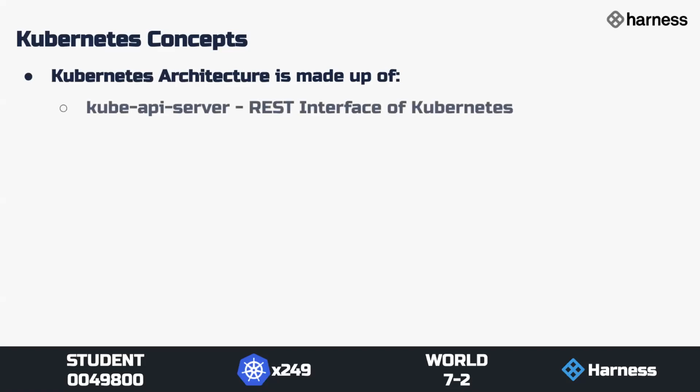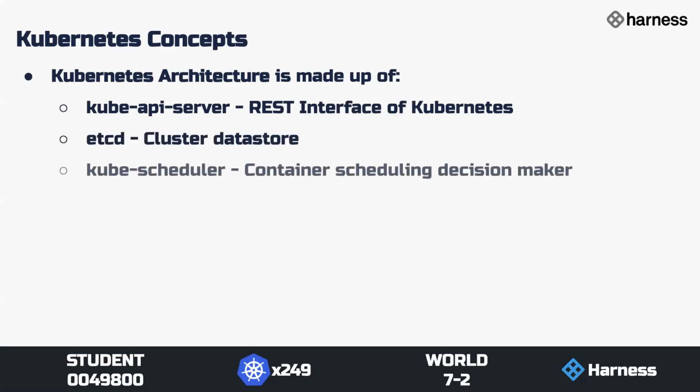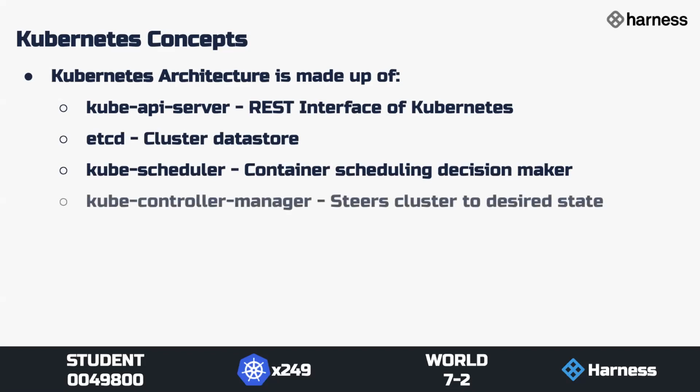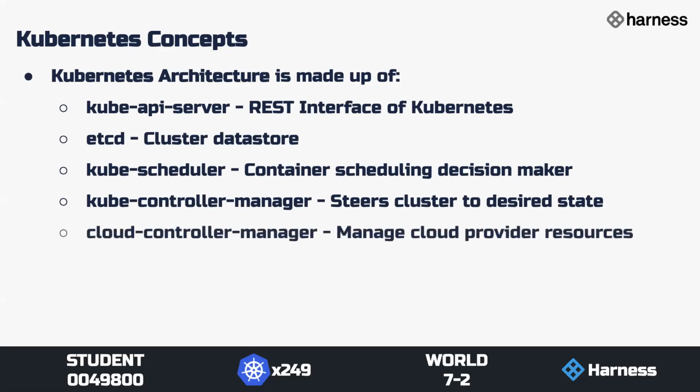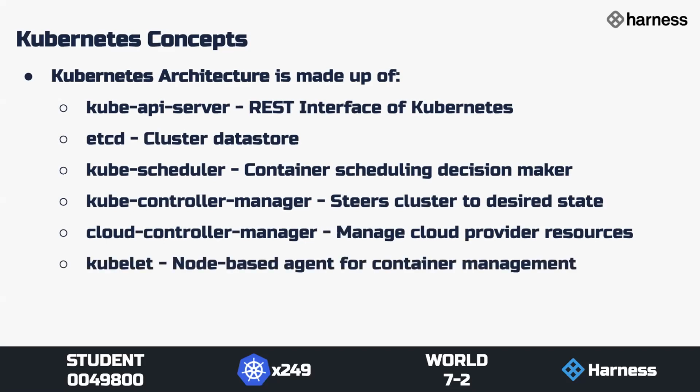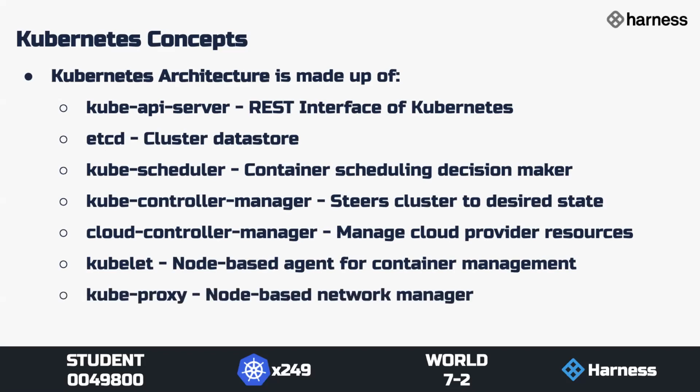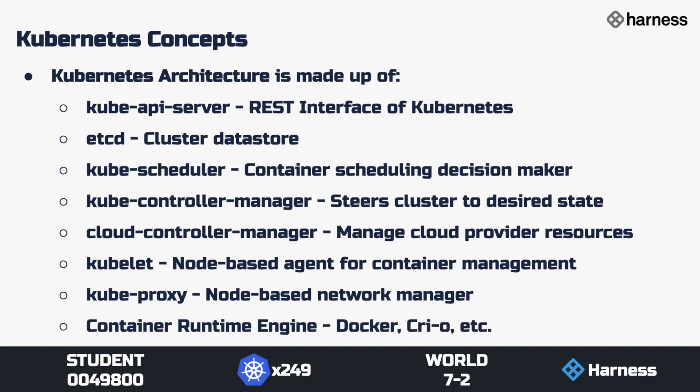Some of the concepts to understand. So Kubernetes architecture, it's made up of the Kube API server, which is that REST front end to interact with the Kubernetes cluster. You have etcd, which is the cluster data store. You have the kube scheduler, which does all the scheduling decision-making for your containers. The kube controller manager, it steers the cluster to the desired state. The cloud controller steers the cloud to the desired state for Kubernetes. Your kubelet is one of the agents on the node for container management. Your kube proxy, it's the network agent on the node for network management. And then your container runtime engine, such as Docker, Cryo, etc.